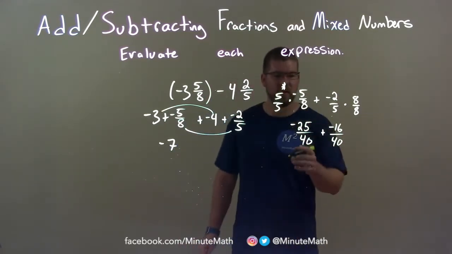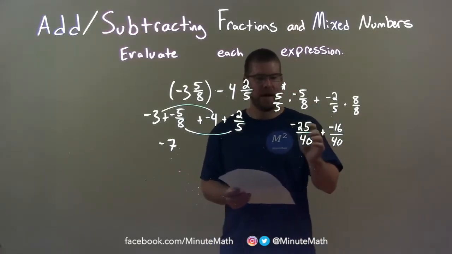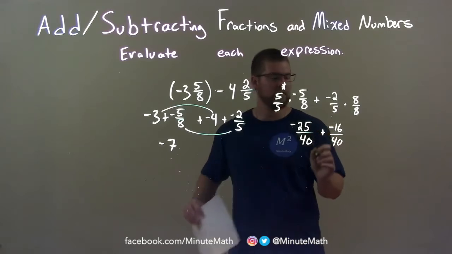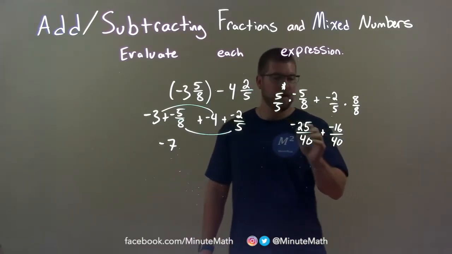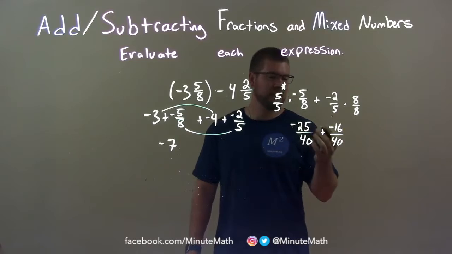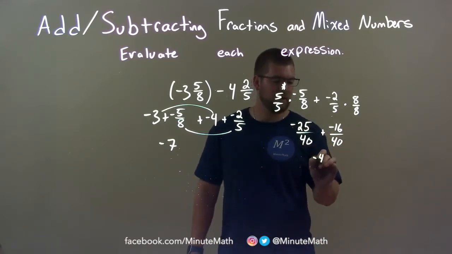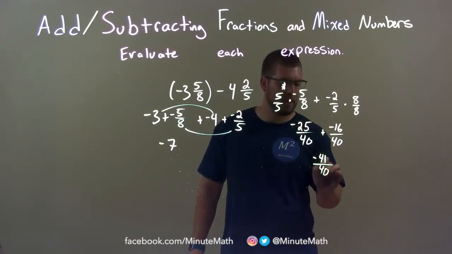So now we have the same base, we just add the numerators here, okay? And so we have negative 25 plus negative 16. Well, 2 plus 1 is 3, right? So we have 30, and then the 5 and 6 is 11, so 30 and 11 come out to be negative 41. So you have negative 41 right here over 40, okay?